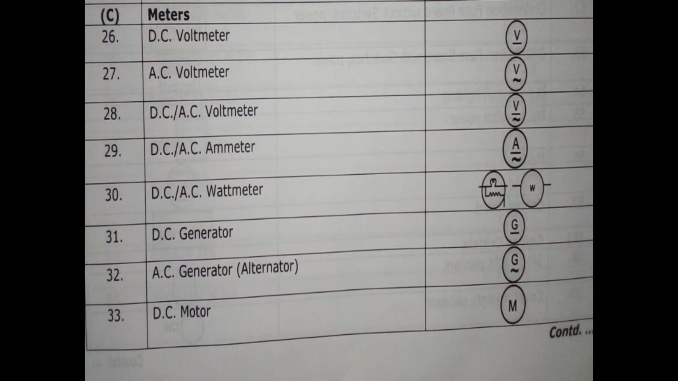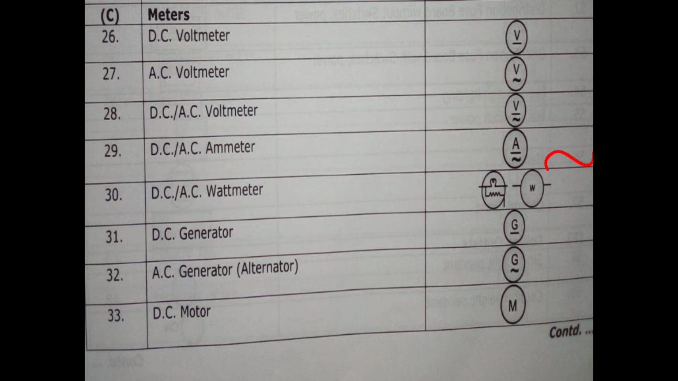Then we see some symbols used in electrical installation. So now here see the symbols of meters. First is DC voltmeter. This is the symbol of DC voltmeter. Then second is AC voltmeter. This is the symbol of AC voltmeter. Third is DC AC voltmeter. This is the symbol of DC AC voltmeter. Then ammeter, DC or AC ammeter. This is the DC AC ammeter. When DC there is a dash, and when AC this type of symbol like this.